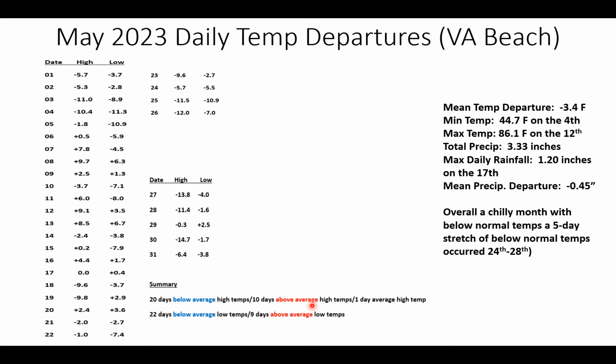For the low temperatures, we saw 22 days with below average low temperatures, while there were only 9 days with above average low temperatures. So that is saying something.